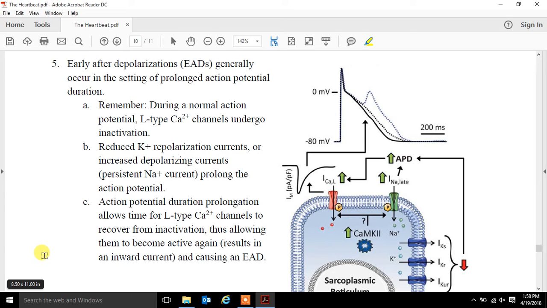We can start seeing where some of this dysfunction that's driving this AFib comes into play. As mentioned, the EADs occur in a setting of a prolonged action potential. Instead of that action potential going up, a little bit of plateau, and then coming back down, we've stretched that out. And if you remember, during a normal action potential, the L-type calcium channels open, but they also, as we highlighted, have to become inactivated. So they turn off, they close, become inactive.